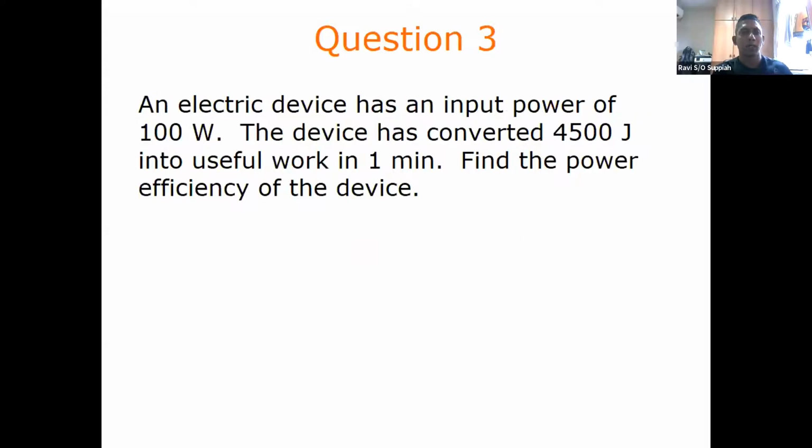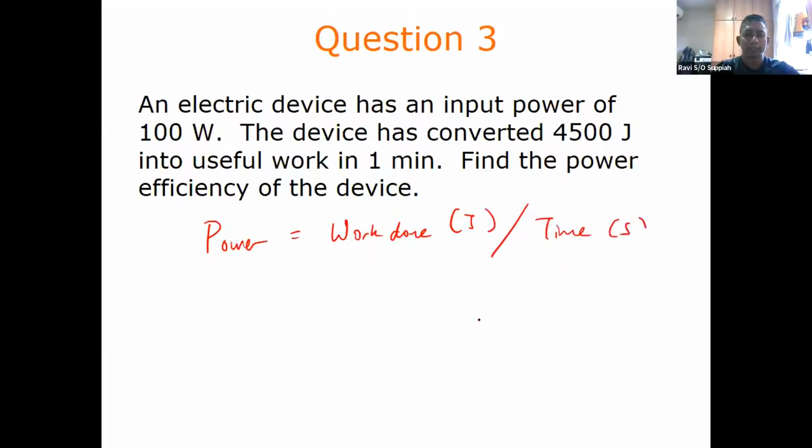Okay, the next one is on power and efficiency. All right, so here we have a device where the input power is 100 watt, and it has converted 4,500 joules into useful work in 1 minute. Find the power efficiency. In this we must remember that power is basically work done, in joules, over time, in seconds. This is the way in which we relate power. So in this case it is 4,500 joules over 60 seconds. So that will give me 75 watt.